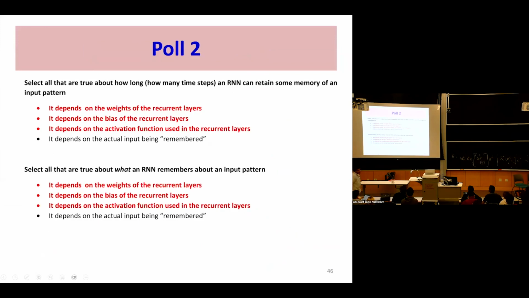In both cases, the first three statements are true. How many time steps a recurrent network can remember something depends on the weights of the recurrent layers, it depends on the bias, it depends on the activation function. It does not depend on what you're trying to remember, correct? Similarly, what it remembers also depends on the weights, bias, and the activation function, but it doesn't depend on what you're trying to remember. Now, is that ideal behavior?